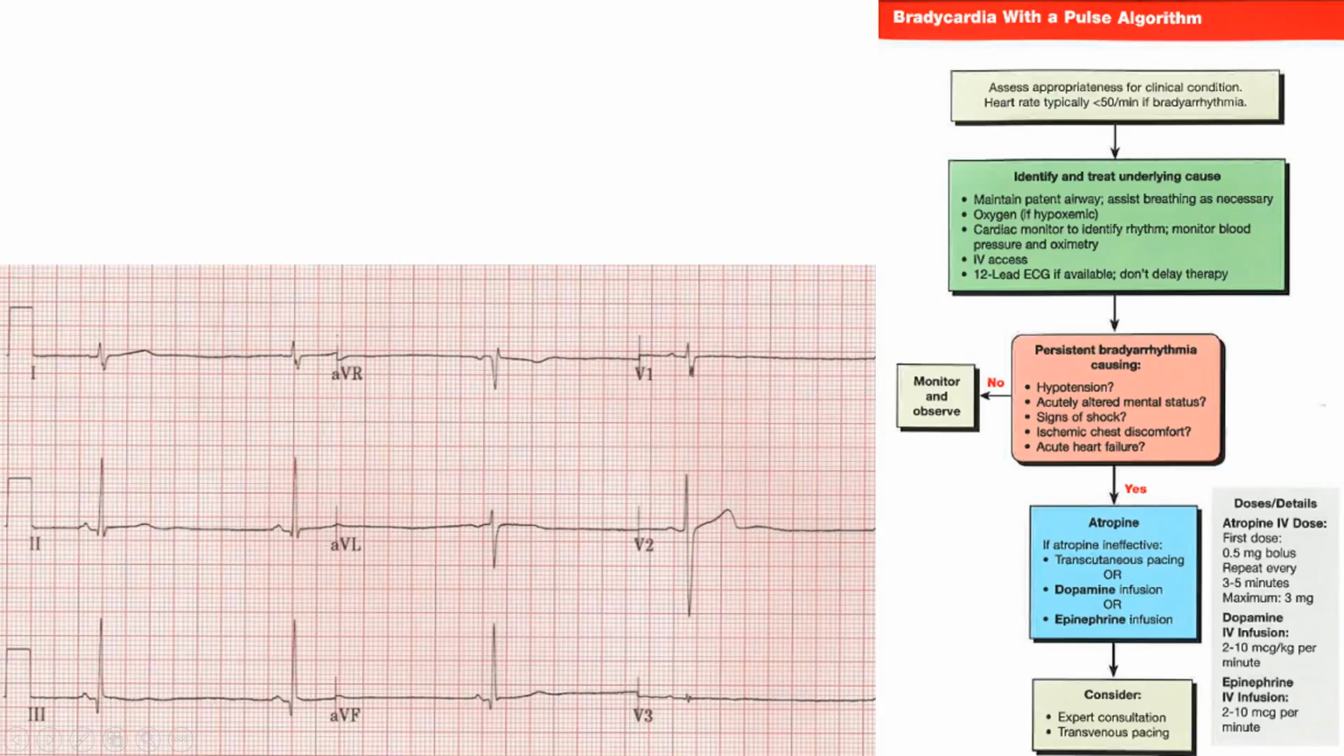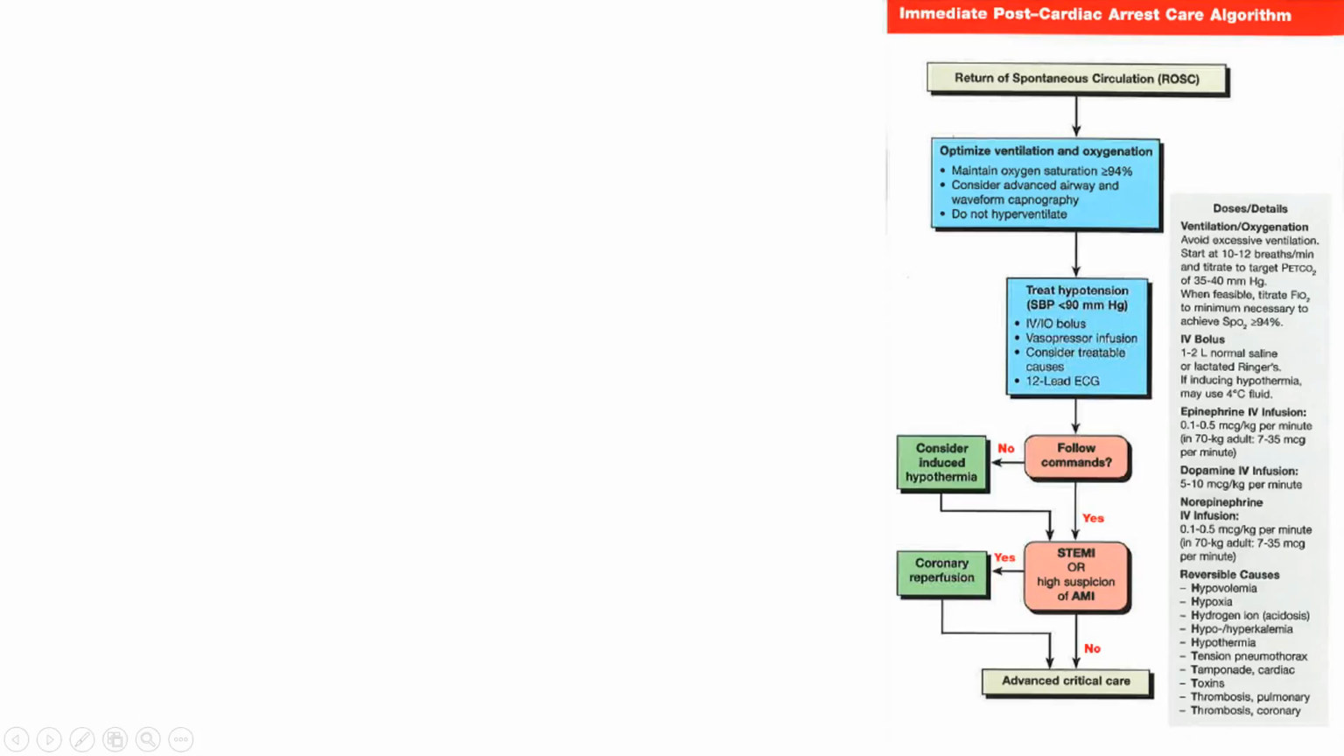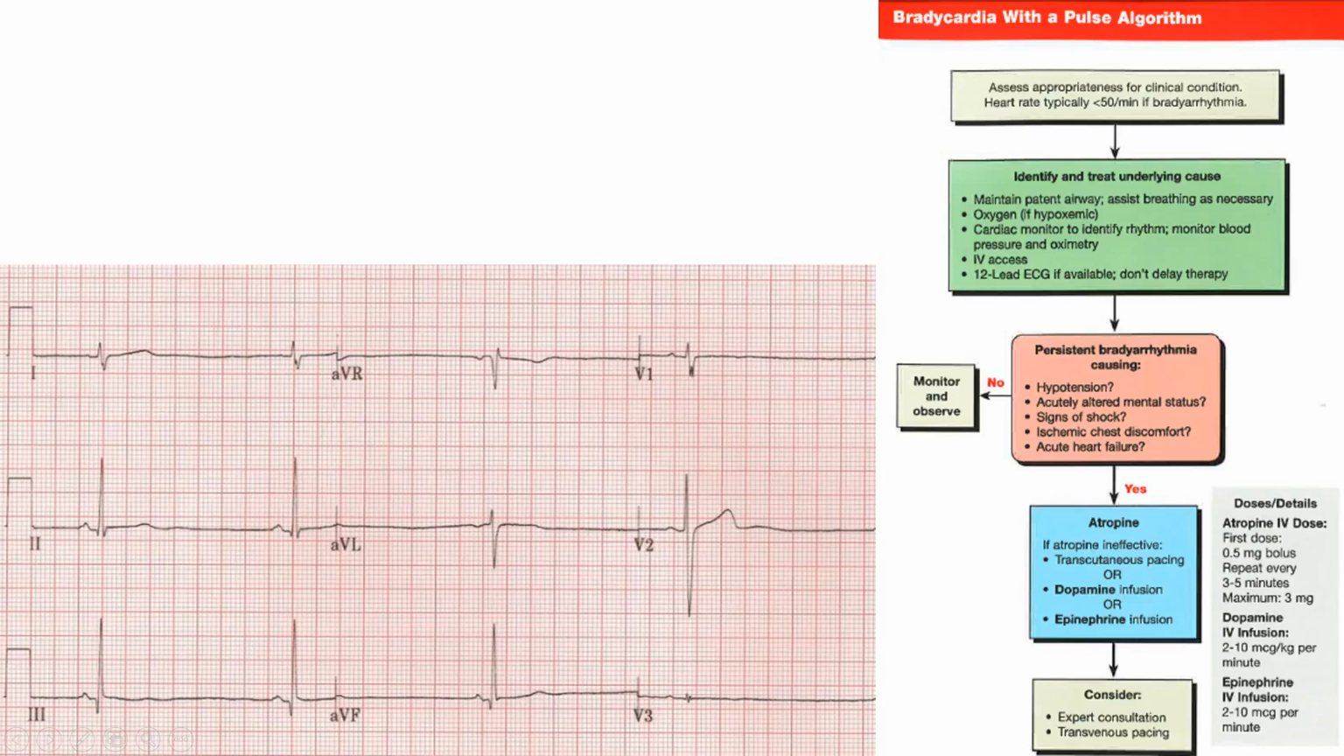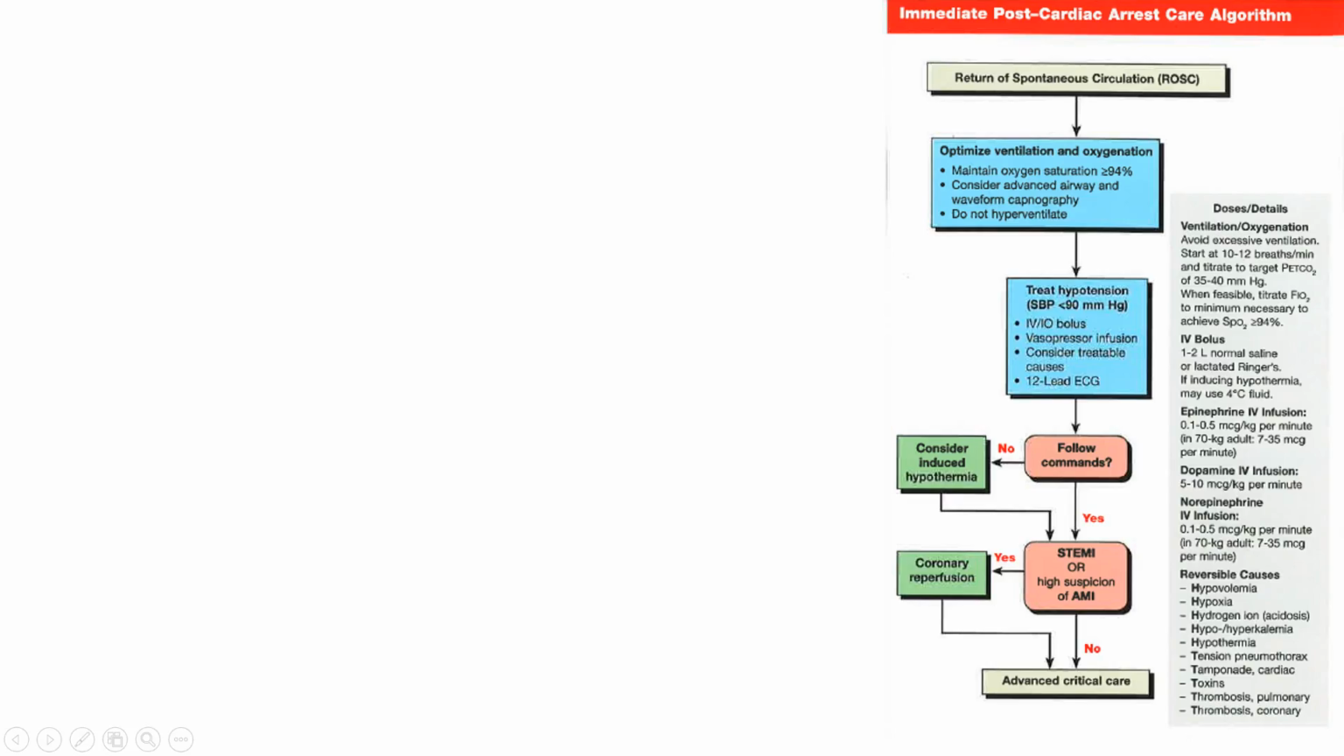So let's look here at the dosing of atropine. The first dose looks like a 0.5 milligram bolus, and you repeat that every 3 to 5 minutes, with a maximum of 3 milligrams. So the dopamine infusion looks like it says 2 to 10. Is that the same thing it said over here? It says 5 to 10 over here, but whatever, close enough. And then epinephrine, it says 2 to 10 per minute, and that's different than what it said over here.